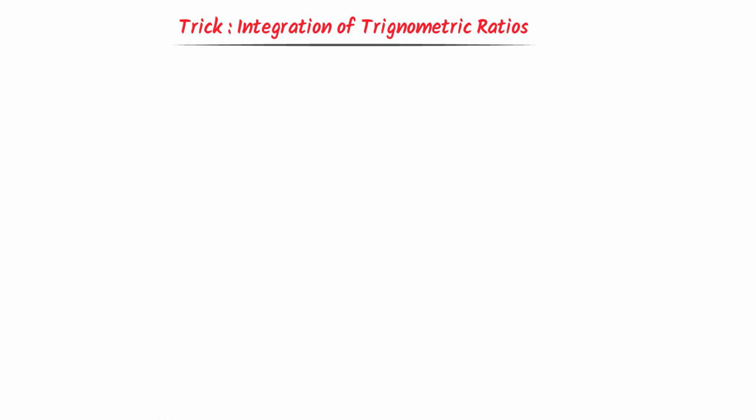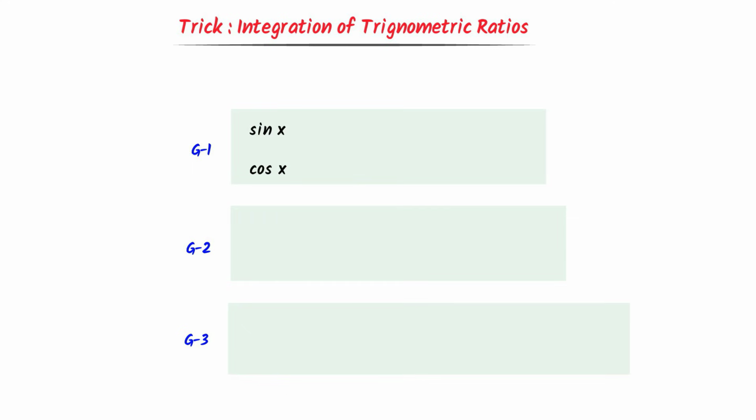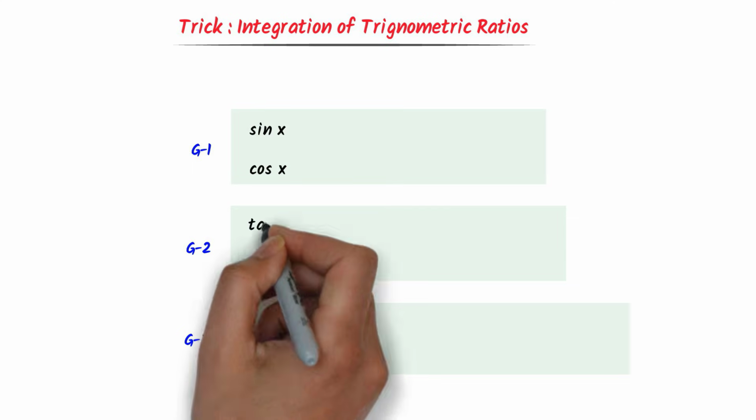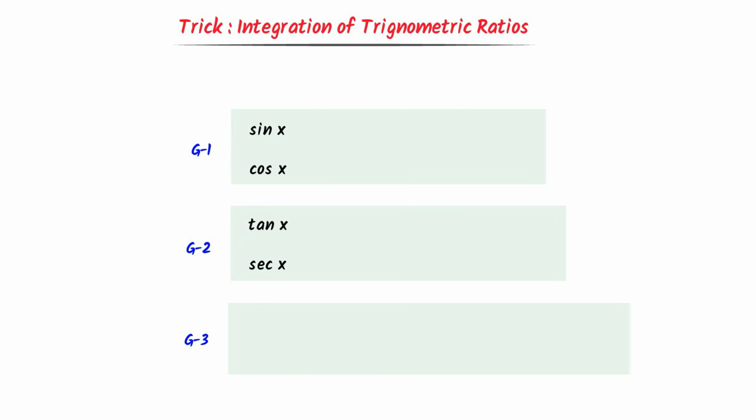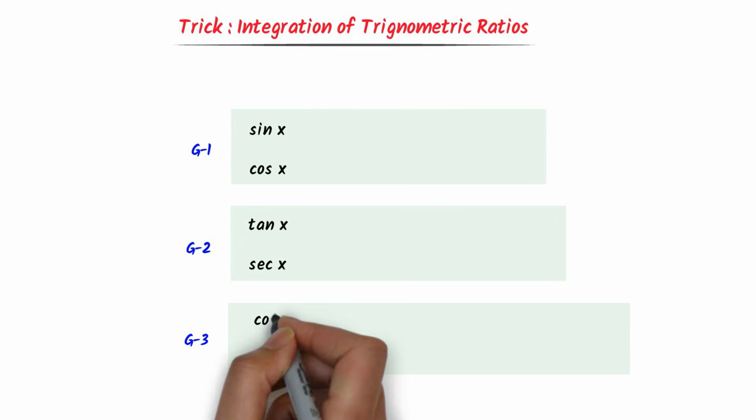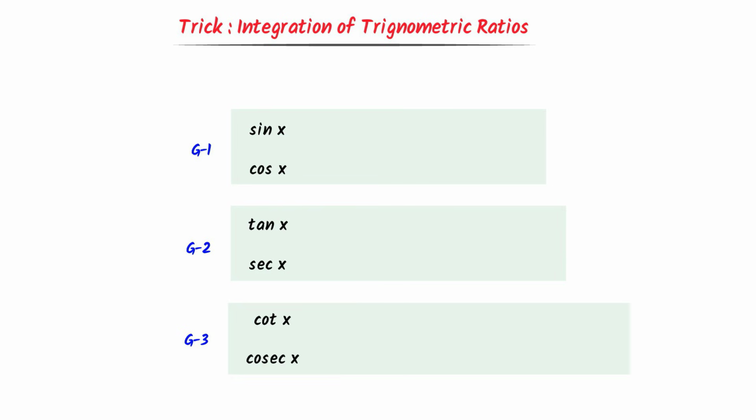Now, I will teach you the super easy trick to find integration of trigonometric ratios. First of all, I write these groups, group 1, group 2 and group 3. In the first group, I write sin x and cos x. In the second group, I write tan x and secant x. In the third group, I write cot x and cosecant x. Now find the derivatives d by dx of these trigonometric ratios. We already learned the trick in our previous lecture of differentiation.